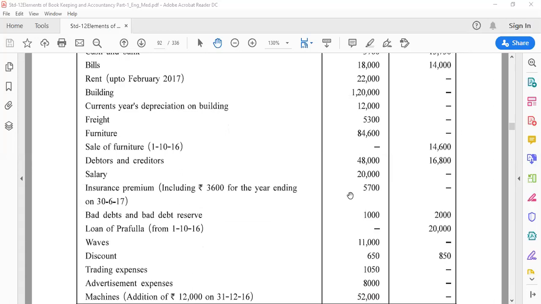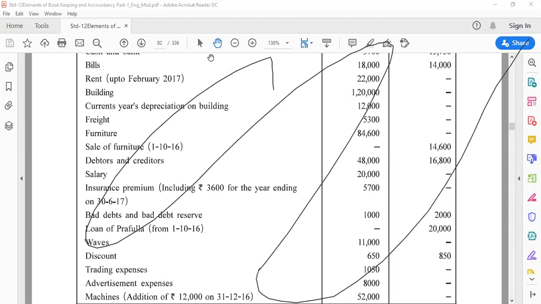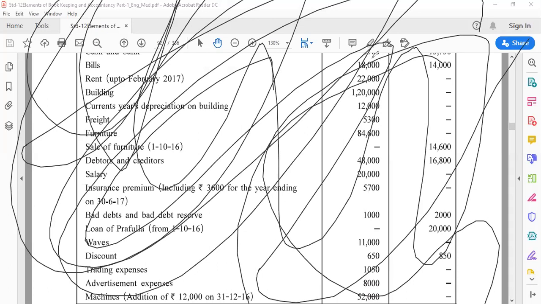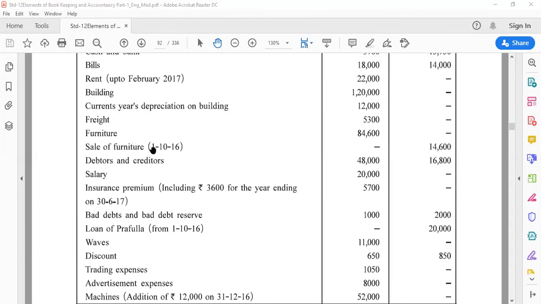For insurance premium, total insurance premium is 5,700 into bracket, including 3,600 for the year ending on 30th June 17. So presently, right now we are talking about this 3,600 insurance premium, which is ending on which date? It is ending on 30th June 17, right? So let's calculate for this. So working number 2 is about insurance premium.